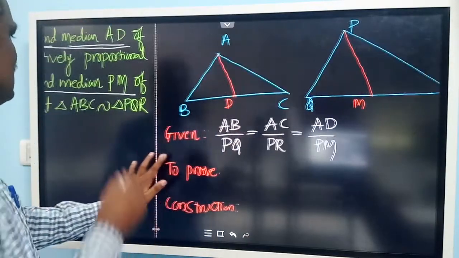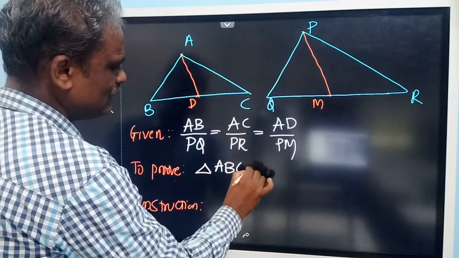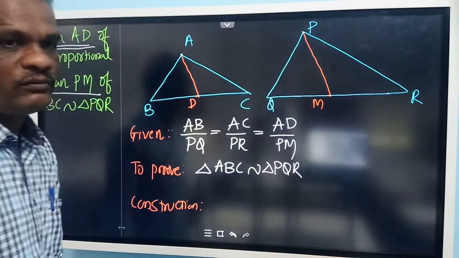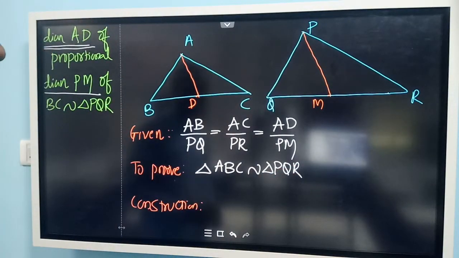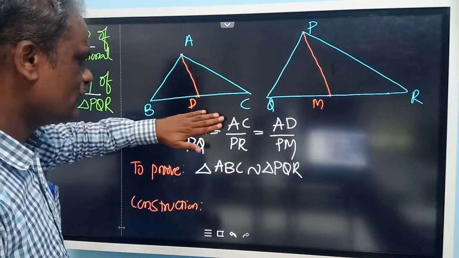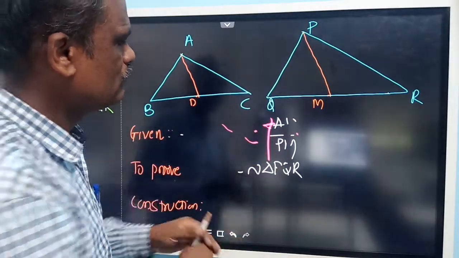So we need to prove that triangle ABC is similar to triangle PQR. Okay. For this we need some construction. So I am going to remove this, because I have to do some extra work here.